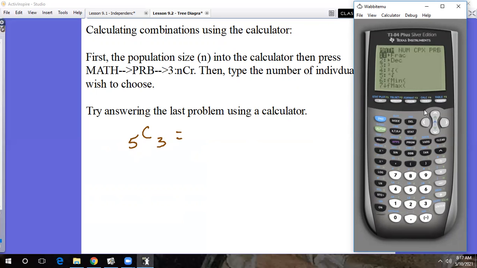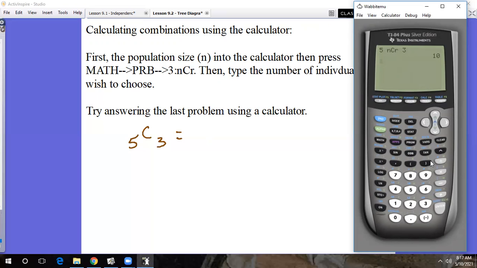So what I'm going to do is press math, go to probability, and number 3, it says nCr. So we're going to do that. What this is saying is I'm going to take my population of 5, and I want to choose. Now I'm going to type 3. So this is 5 choose 3, and press enter, and it gives me 10.